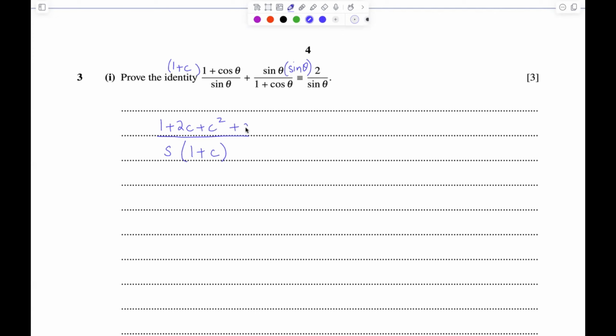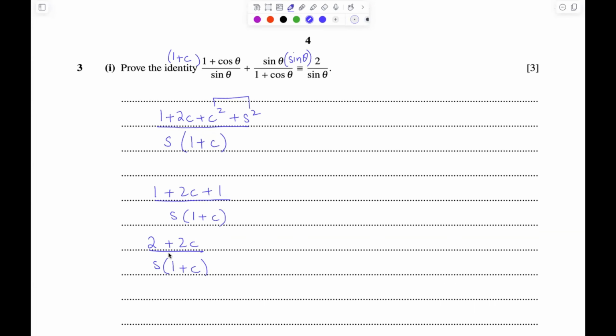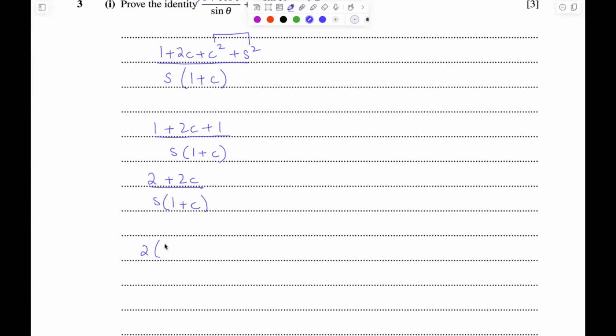and sine multiplied by sine is sine squared. Now we know that sine squared plus cos squared is 1, so we can write it as 1 plus 2 cos plus 1 upon sine into 1 plus cos. 1 plus 1 becomes 2, so we can write it as 2 plus 2 cos upon sine into 1 plus cos. Taking 2 common in the numerator, we get 2 bracket 1 plus cos upon sine into 1 plus cos. 1 plus cos and 1 plus cos cancels out. So the final answer will be 2 upon sine theta, which is the identity we had to prove.